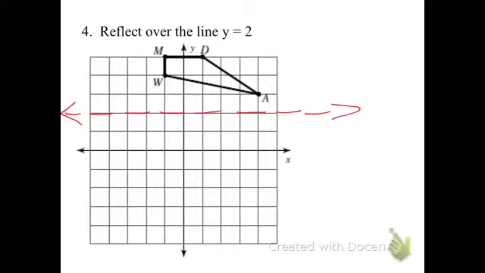So A is currently 1 above, so A prime is going to be 1 below. D is currently 3 above, so I need to go 3 below to get the new point. W is 2 above, so I need to go 2 below to get W prime. And M is 3 above, so I need to go 3 below to get the new position for M. So there's M prime, W prime, A prime, D prime, and M prime. And we got our shape right there.